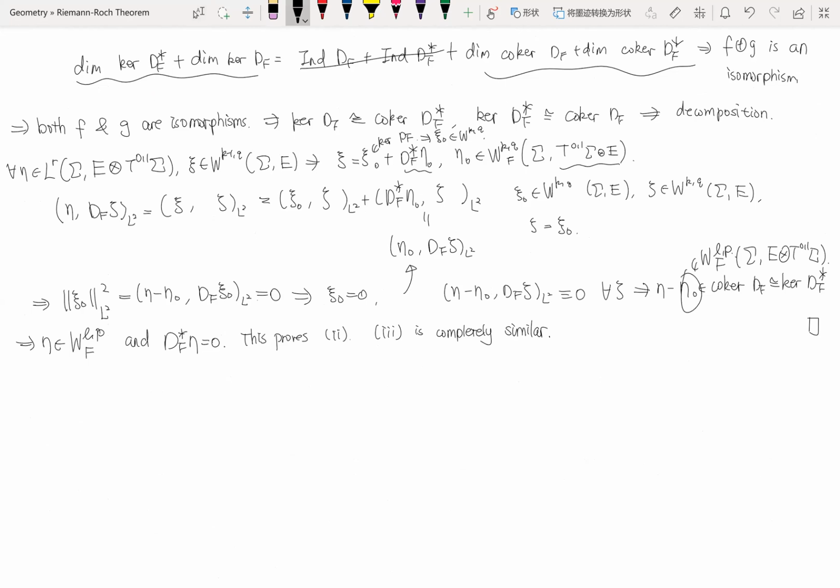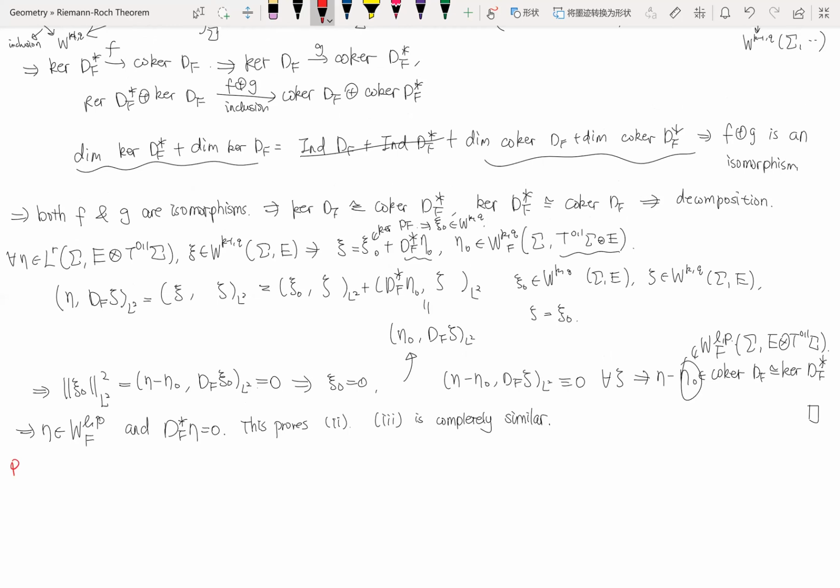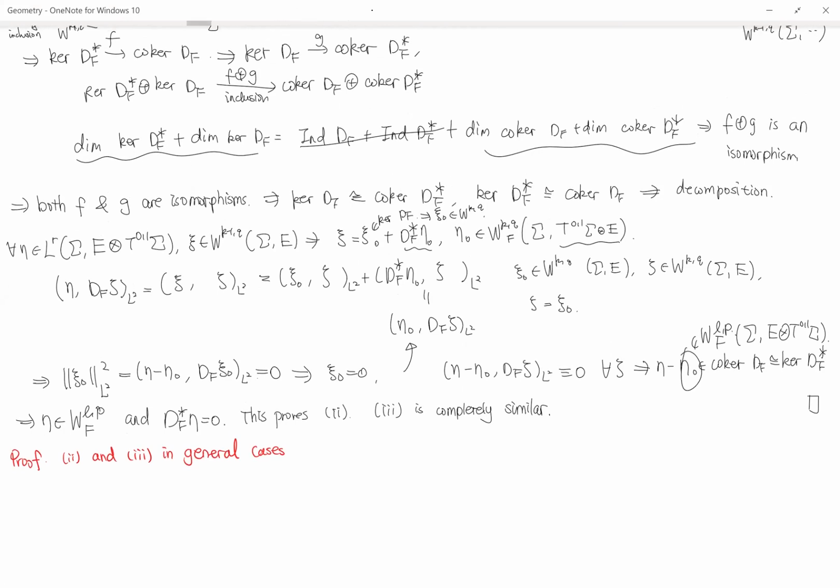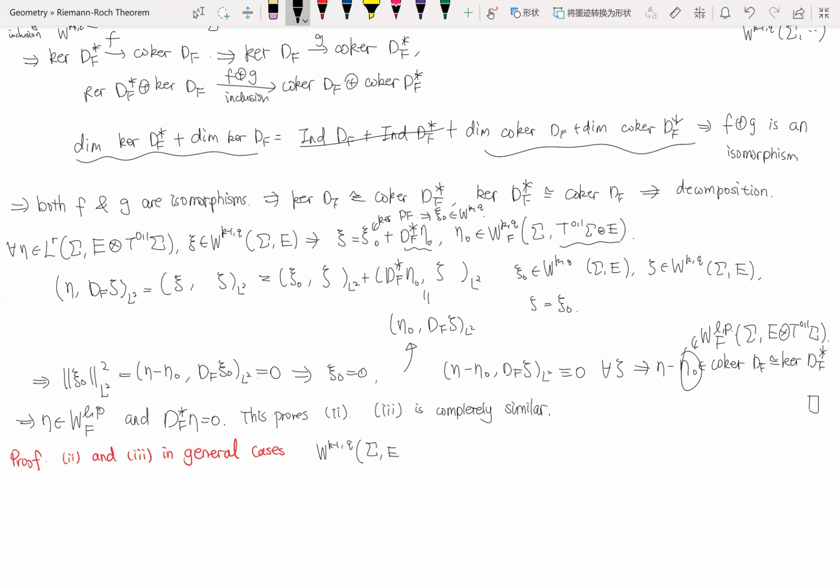But we again need to drop this condition, that is, 2 and 3 hold in fact in general cases, in any case. We do not need the condition, but in this case we do not have the embedding of W^{k,q} into the dual of W^{k-1,q}, so we only need to show the decomposition. Sigma E is isomorphic to the kernel of df direct sum with the image of df star, and similarly W^{k-1,q} decomposes as the kernel of df star direct sum with the image of df.